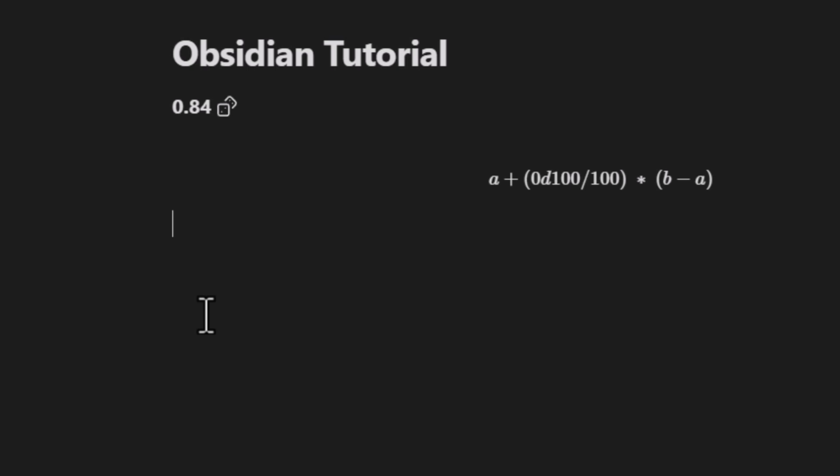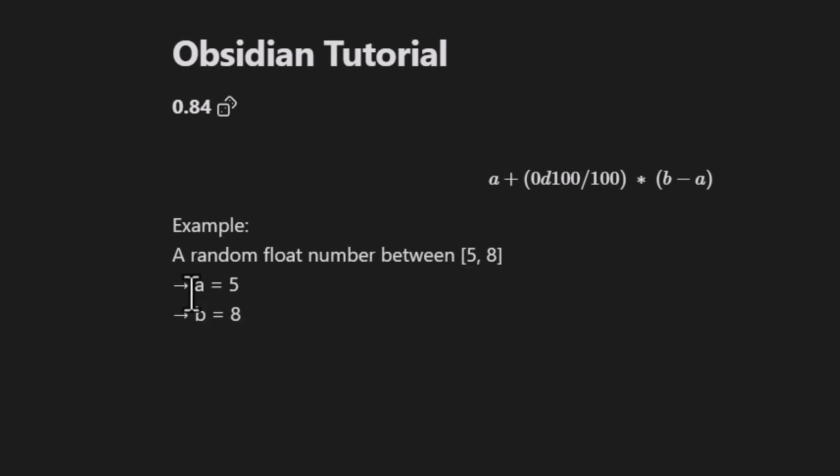But here is another question. How can we generate a random float number between A and B? For example, suppose that we want to generate a float number between 5 and 8. So as you can see, in this case, A is 5 and B is 8. So if you want to generate a random float number between A and B, this is the formula which we should use.